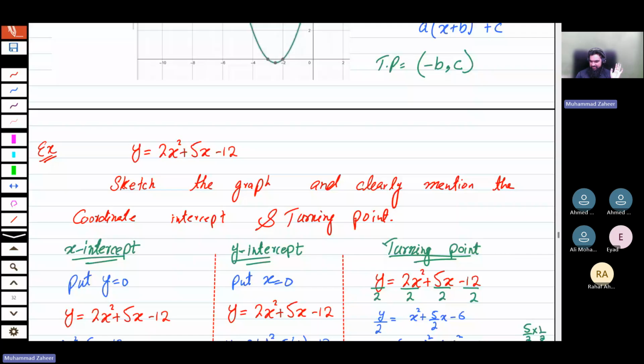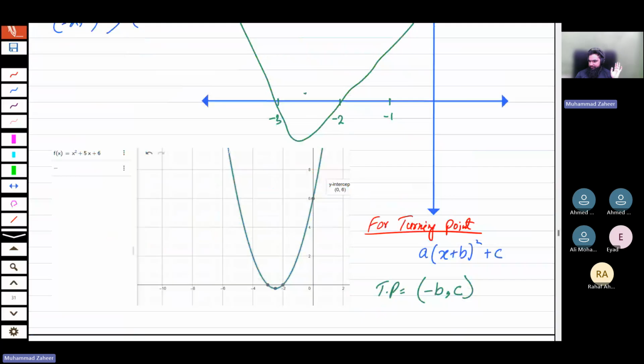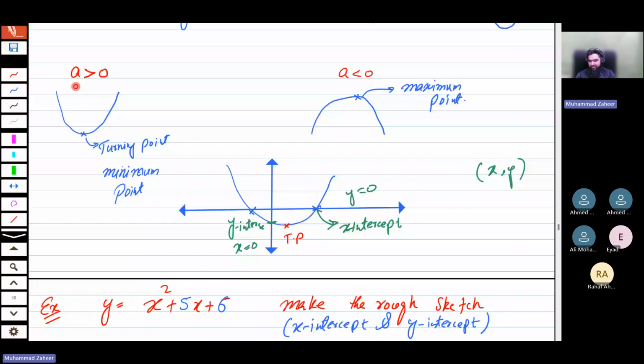We have to draw the x-intercepts, y-intercepts, and turning point. And after that, I'm also going to tell you, for any type of quadratic graph, if a is greater than 0, the shape of the graph is going to look like this. If it is less than 0, then the shape is upside down. If it is greater than 0, then this turning point is also the minimum point, because you will not get any value lesser than this point. For example, if this value is 4, you will not get any single value lesser than 4.